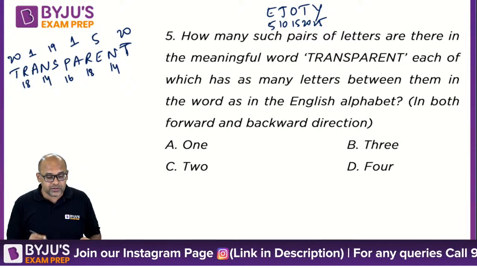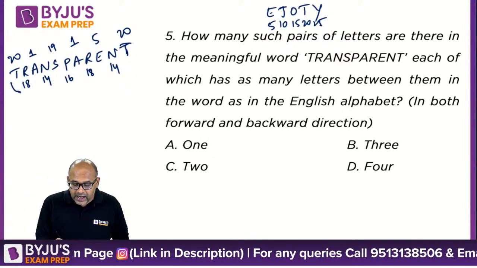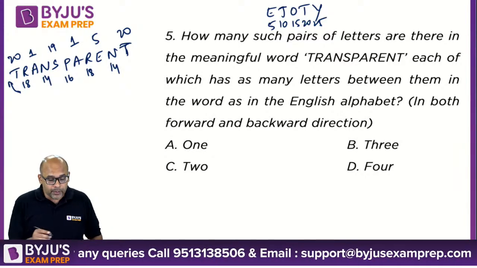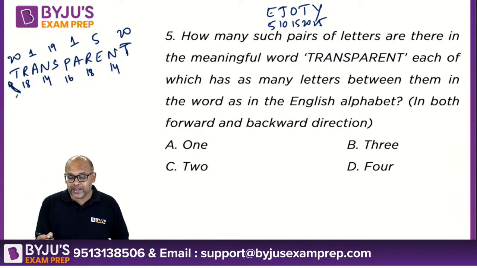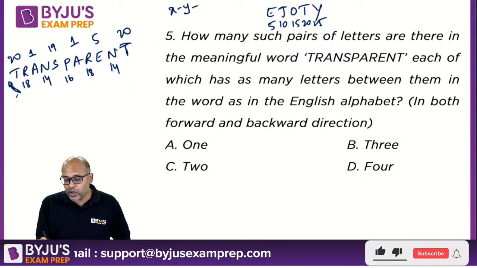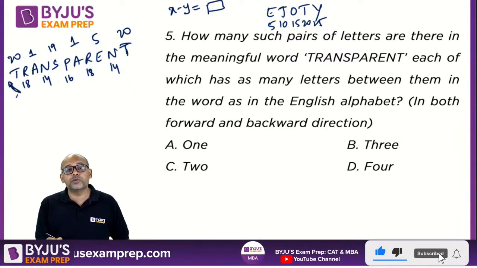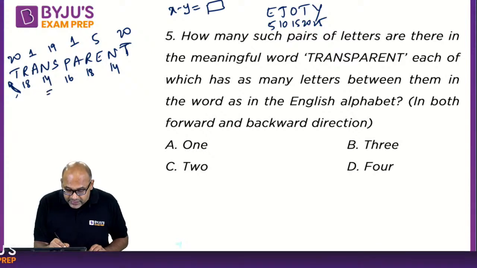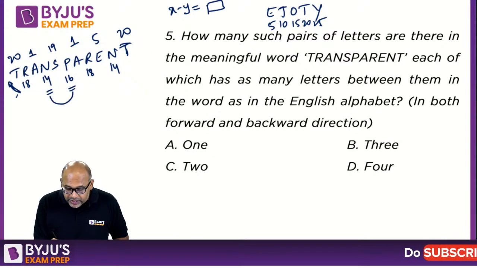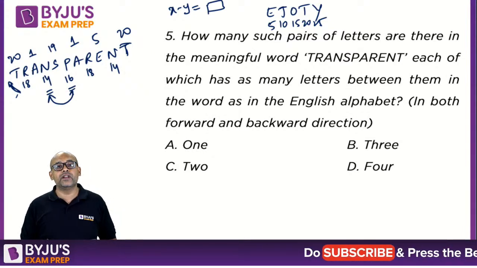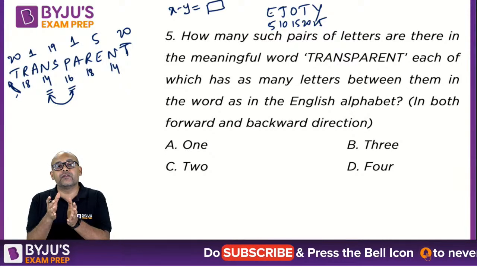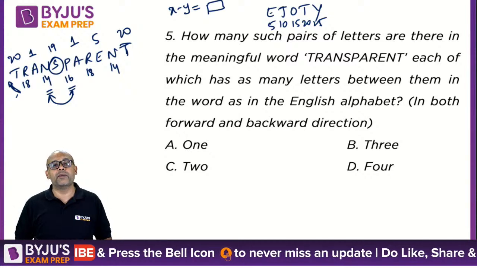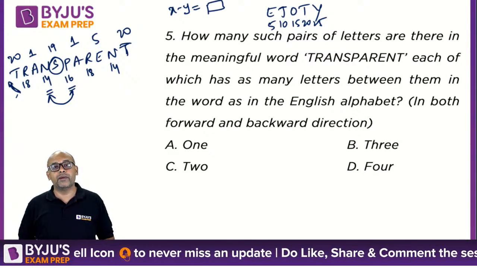So what he is saying is, look at the differences. T and R, the difference in the place value, 18 and 20, is 2. But they are consecutive, next to each other. So what he is saying is, X minus Y, whatever the difference is, there should be that many letters between them. For example, if you look at N and P, 14, 15, 16, the number 15 is missing in between them. So there should be one alphabet between them.